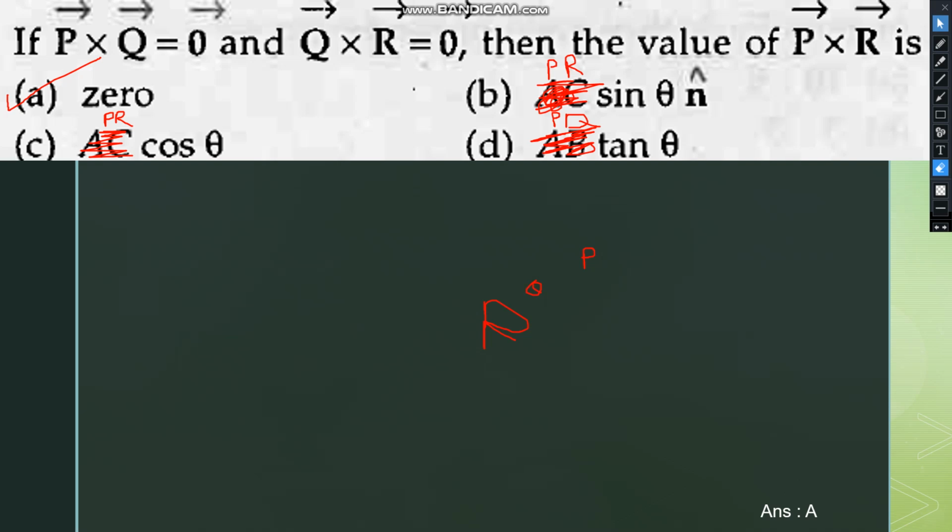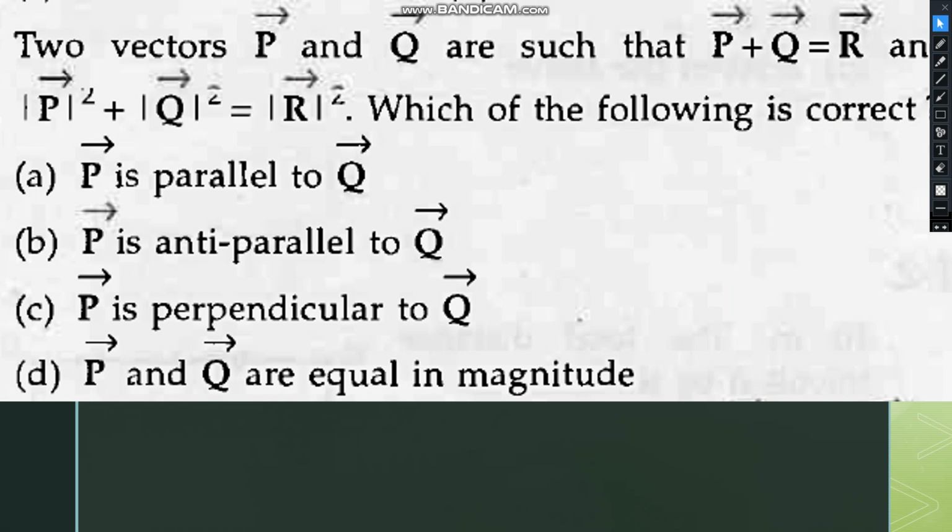Moving on to our next question, question number 3 for today and question number 12 of our series. It's given two vectors P and Q are such that P plus Q is equal to R and P square plus Q square is equal to R square. Which of the following is correct? P is parallel to Q, P is anti-parallel to Q, P is perpendicular to Q, P and Q are equal in magnitude. Okay, let's see.